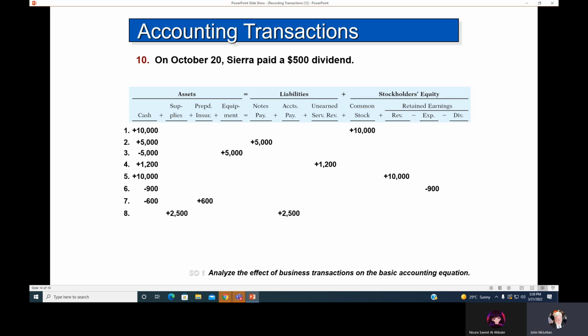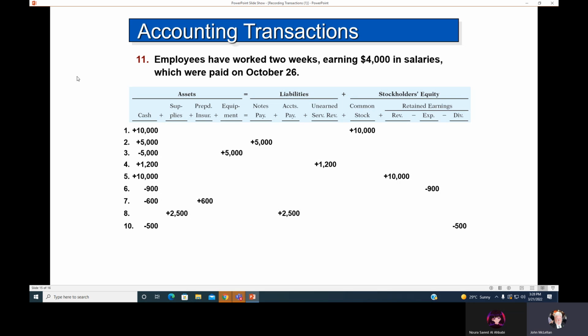Now, on the 10th, I paid a dividend. Cash goes down, and dividends are a negative, $500. Questions? On the 11th, I paid the employees. Which two accounts? Cash and salaries expense, or wages expense. Negative and negative. You see how we're always in balance.